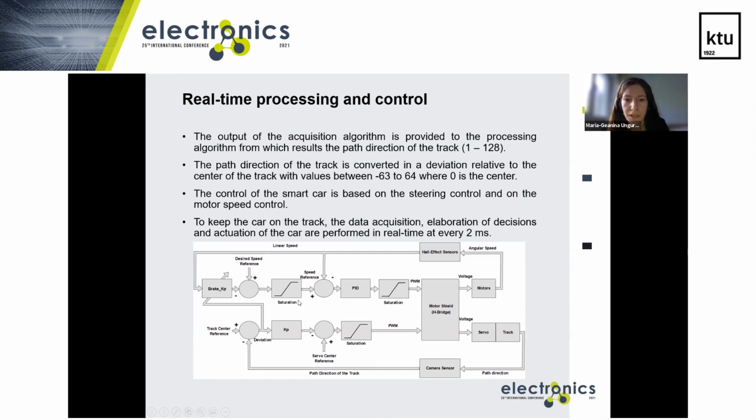So this speed reference is then compared to the measured speed, and the PID adaptive control law is used. The command is also saturated in a certain range and is applied to the DC motors via a motor bridge. To keep the car on the track, the data acquisition, elaboration of decisions, and actuation of the car are performed in real time every 2 milliseconds.